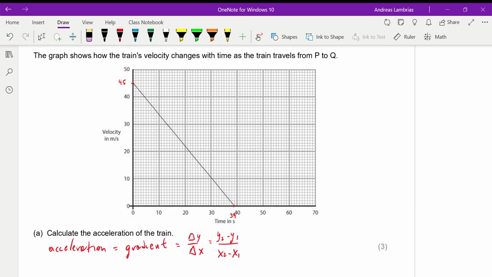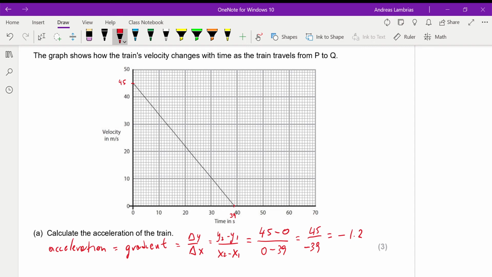So let's start doing that. What is the change in y? It starts at 45 and then it finishes at 0. And for the change in x, it starts at 0 seconds and it finishes at 39. So 0 minus 45, that's minus 45... 45 minus 0, that's 45. 0 minus 39, that's minus 39. So if I do this calculation, I will get the answer of minus 1.2.